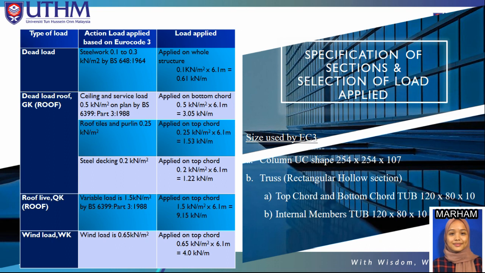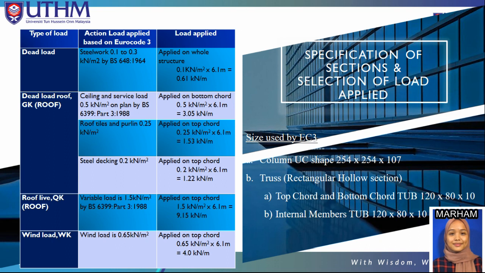For our live load roof, we have variable load which is 1.5 kN per meter squared, which apply on top chord will become 9.15 kN per meter. For wind load which apply on top chord, we have 4.0 kN per meter.